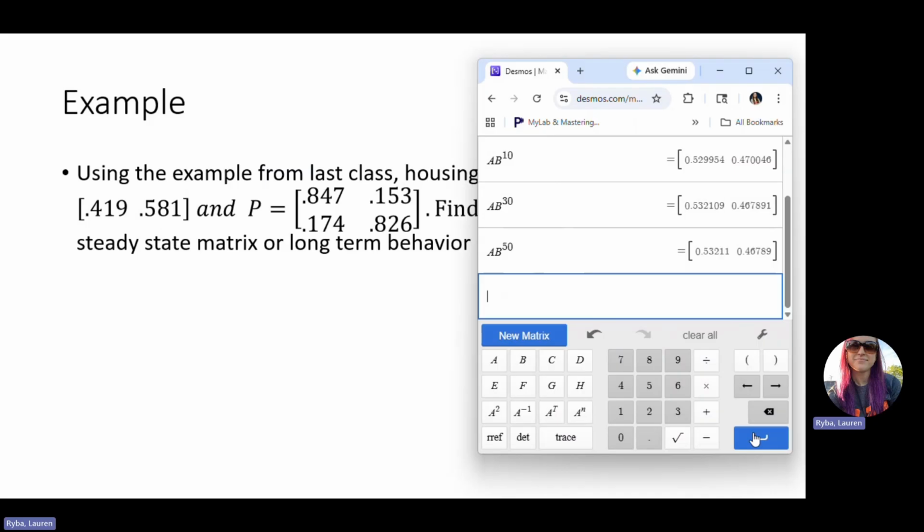So you can see here, these values aren't much different from each other. We go from 0.5299 to 0.5321 to 0.5321. So that does not change any longer. And this one goes 0.4700 to 0.46789 to 0.46789. So you can see between state 30 and state 50, there really isn't much change happening at all, if any. If I round this, we're getting to the point where 53.2% are going to be homeowners and 46.8% are going to be our renters.